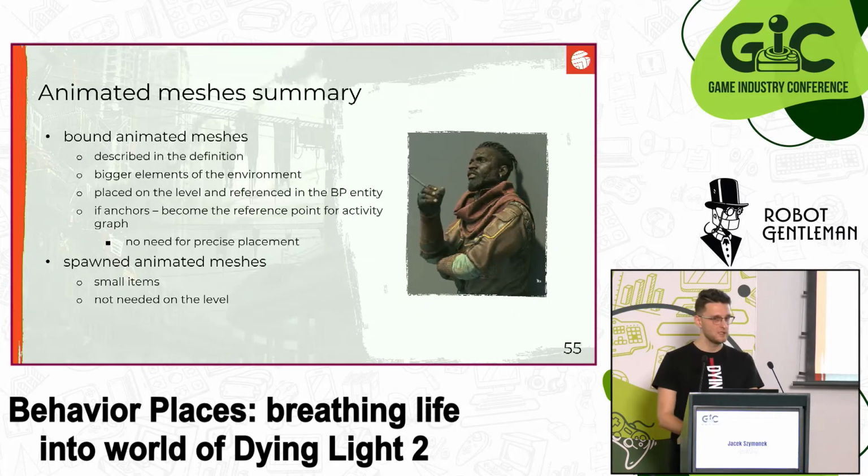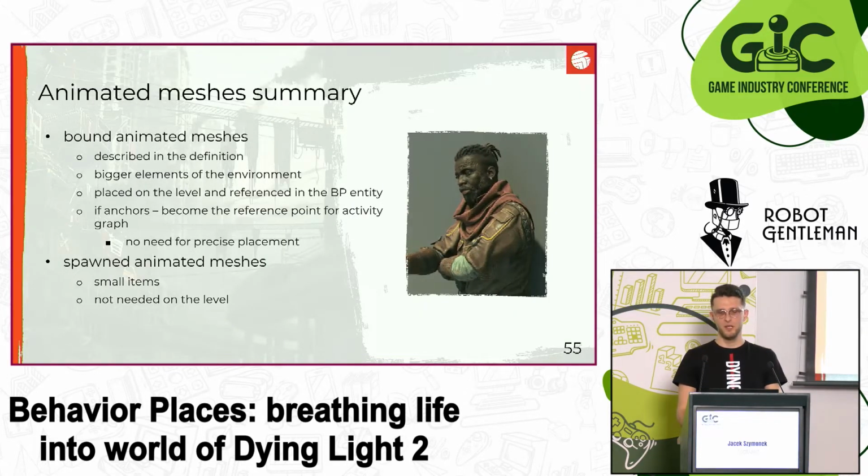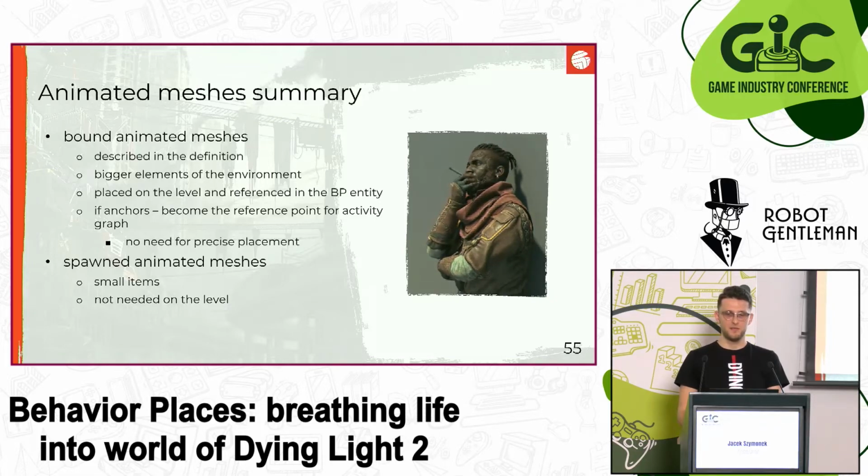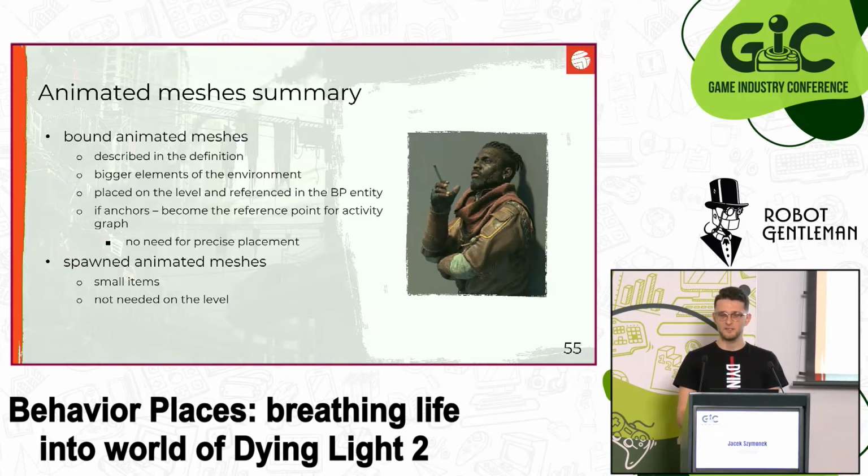So let's summarize. When creating the behavior definition, animators add metadata about the required animated meshes. Selected entities bind to the animator's definition and they are fully controlled by behavior place. Meshes which are unmovable are defined as anchors, which aligns the activity graph to their position without moving them. Additionally, small meshes which are not part of the environment can be simply spawned for the duration of the behavior.